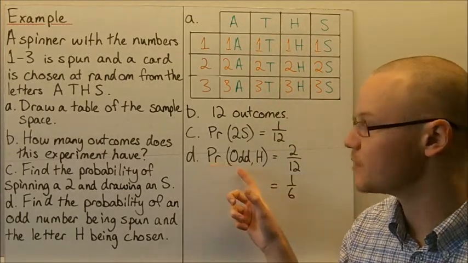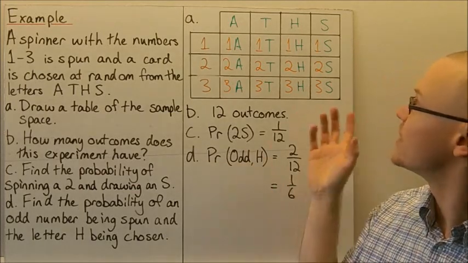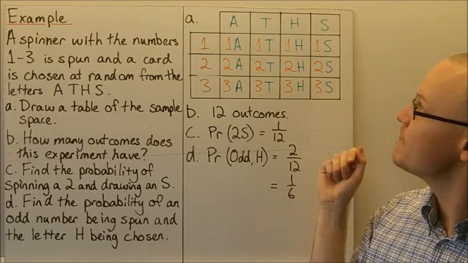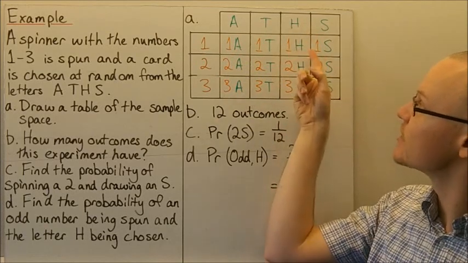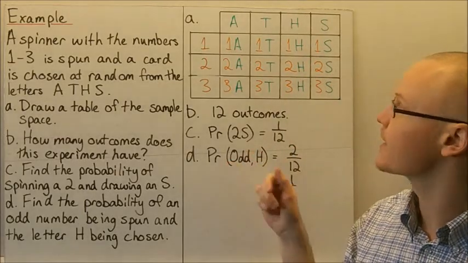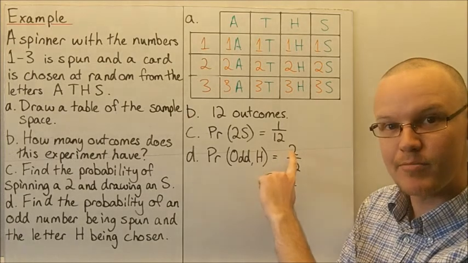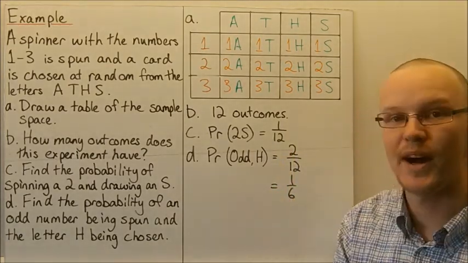The probability of spinning an odd number and drawing an H: the odd numbers that we've got are 1 and 3, and the H's here, so we've got 1H and 3H. They're the only 2 possible outcomes out of our 12. So it's 2 possible outcomes out of 12, so that's 1/6.